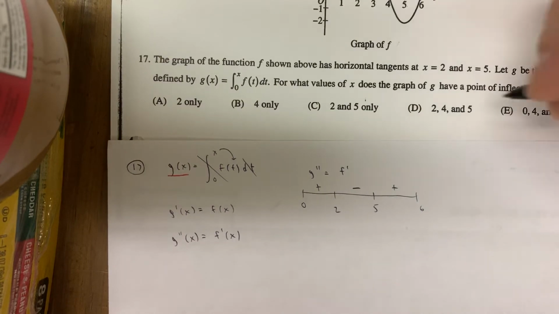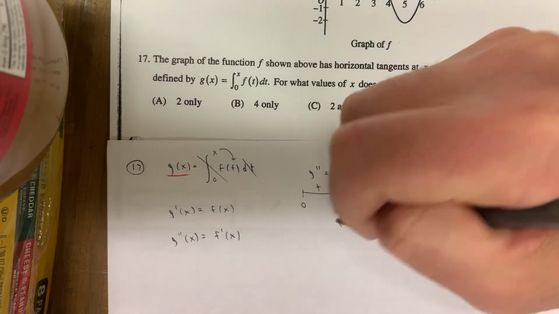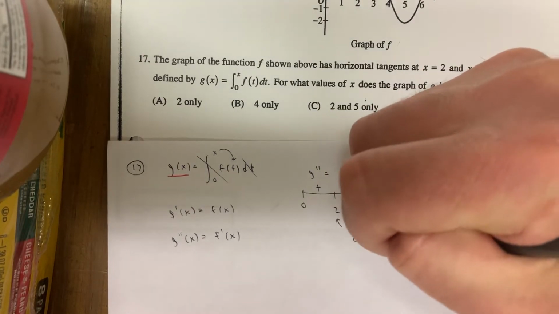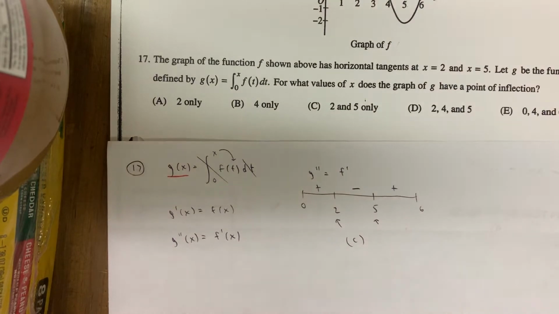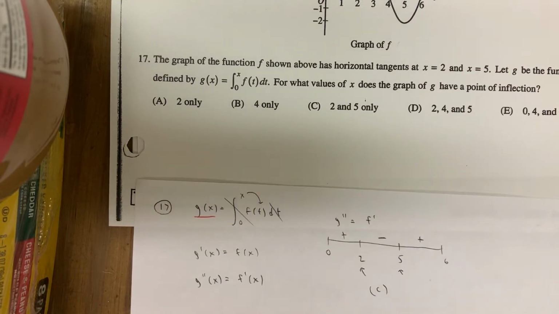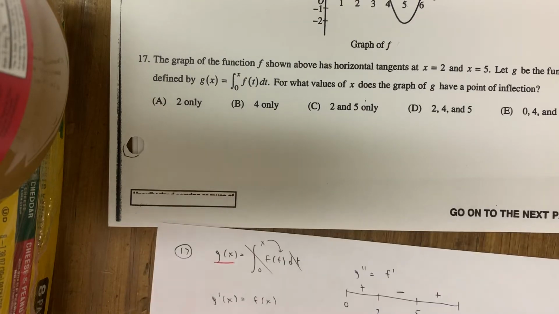So we want to know where g has a point of inflection. Well, there are two of them, where g double prime changes sign, at x equals 2 and at x equals 5. And that would be c right there. Really not a difficult problem, not a lot of work involved, if you know your tests and how to take the derivative of an accumulation function. Moving on to number 18.